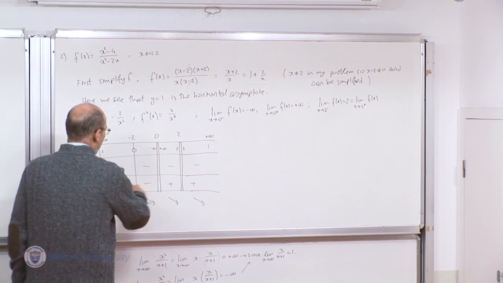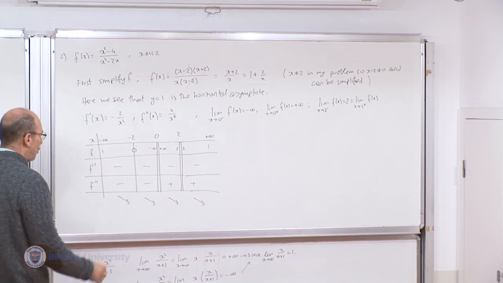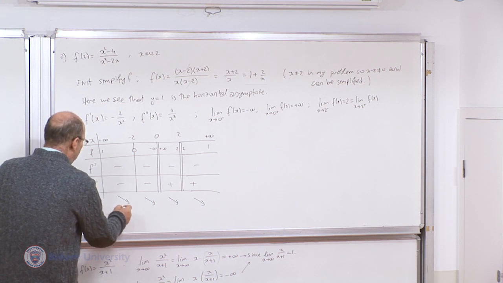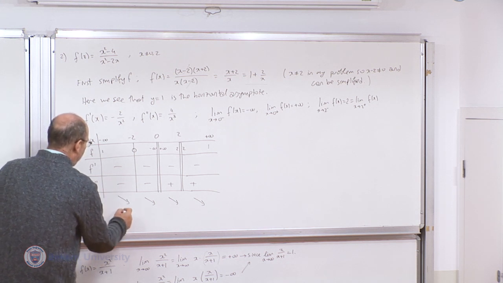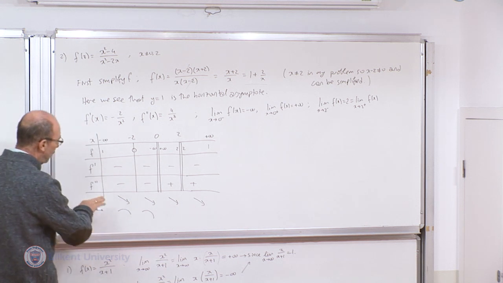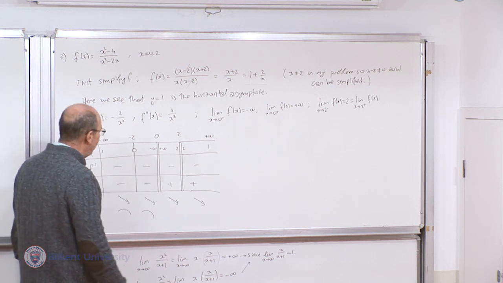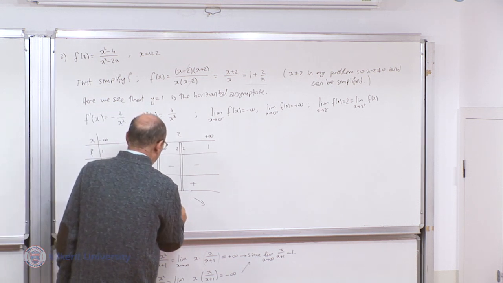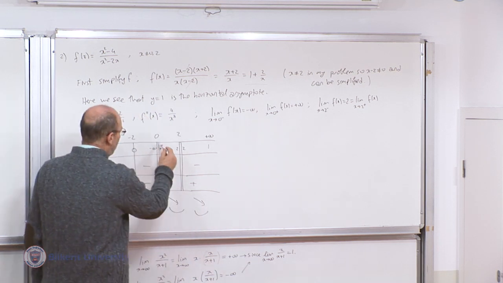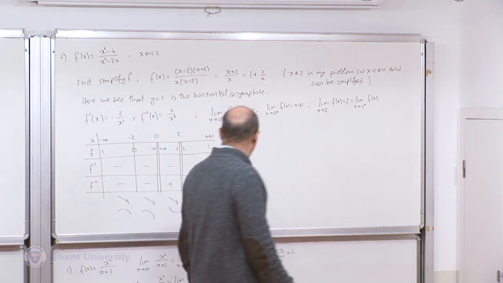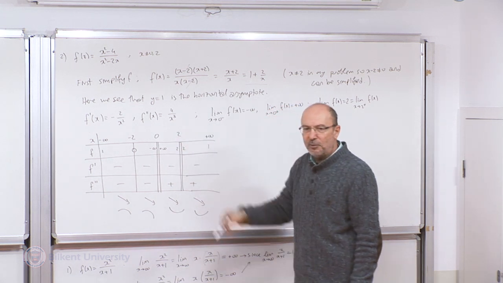Let us check if we managed to find the concavities correctly. Here we found concave down, concave down. Okay, so this is how you go down. That fits. And here, concave up, concave up. Okay, so it goes down like this. So everything in this table makes sense.